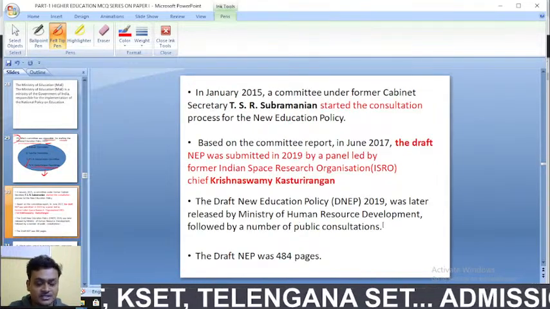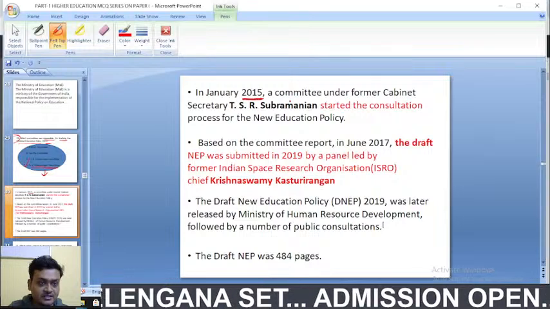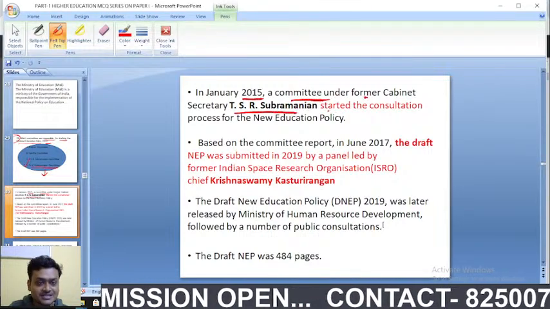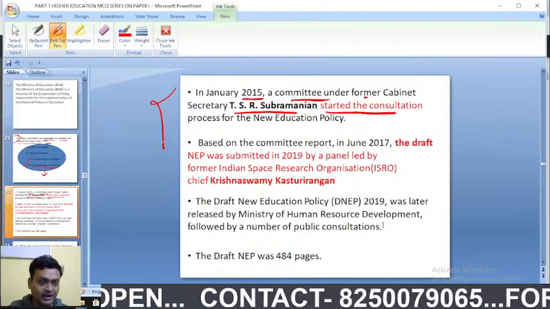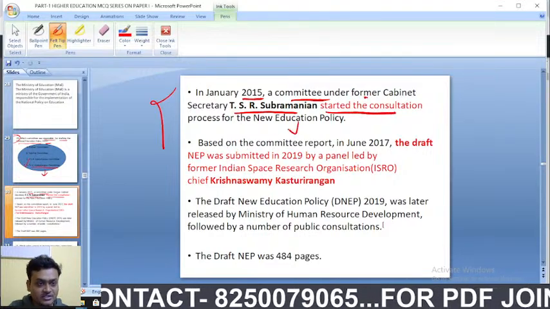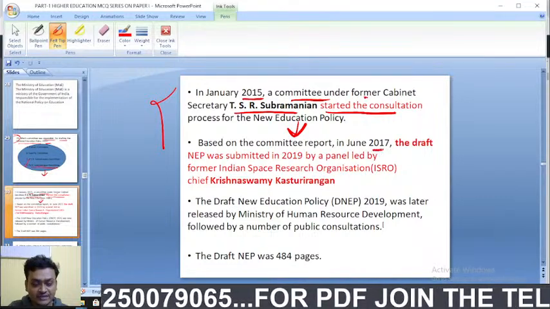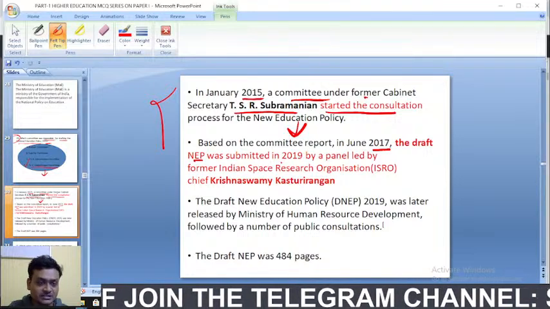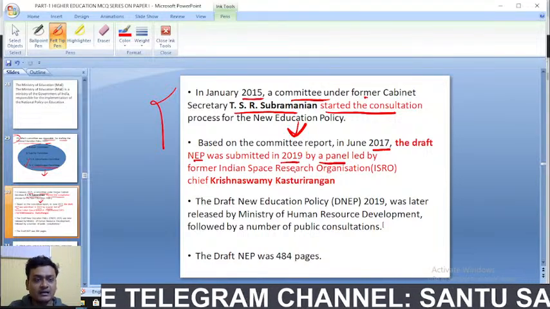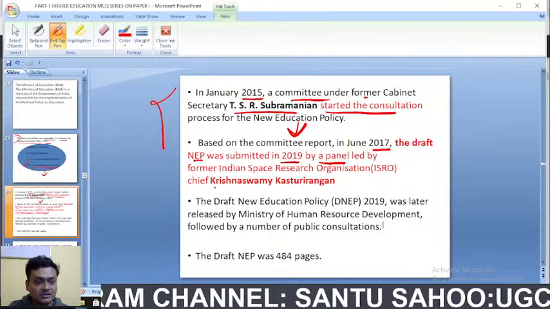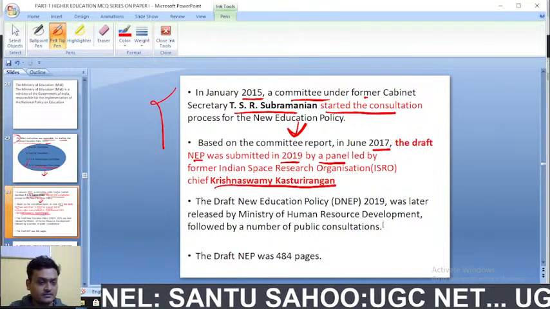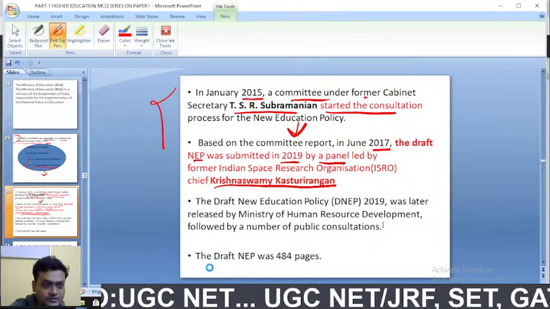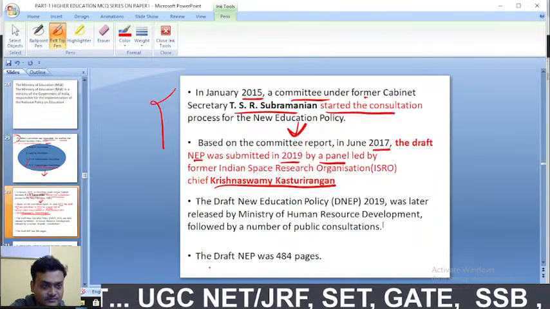Here you see, in January 2015, a committee under the former Cabinet Secretary T.S.R. Subramaniam started the consultation. But based on that committee report, in June 2017, the draft of NEP was submitted, and in 2019 by a panel led by ISRO Chief Krishnaswamy Kasturiranjan. Got it? So here D is the right answer.